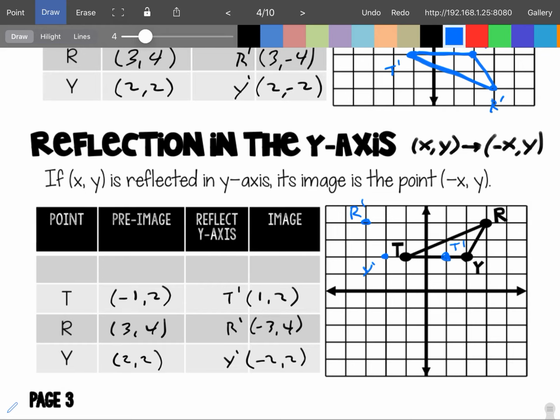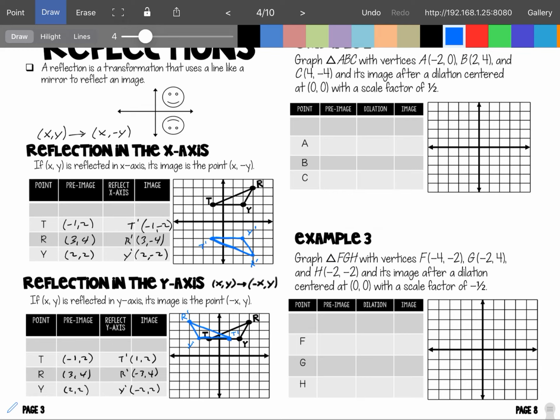There you go. So let's plot this thing then. So we have T prime, R prime, and Y prime. So let's connect the dots. So that's your reflection over the y-axis. All right, let's keep going.